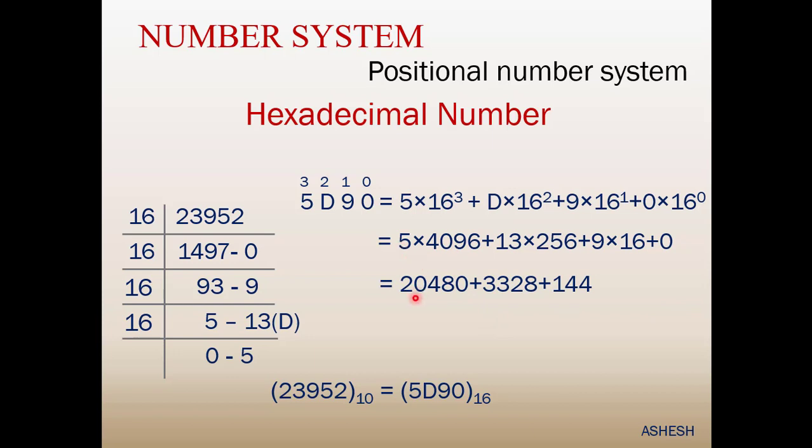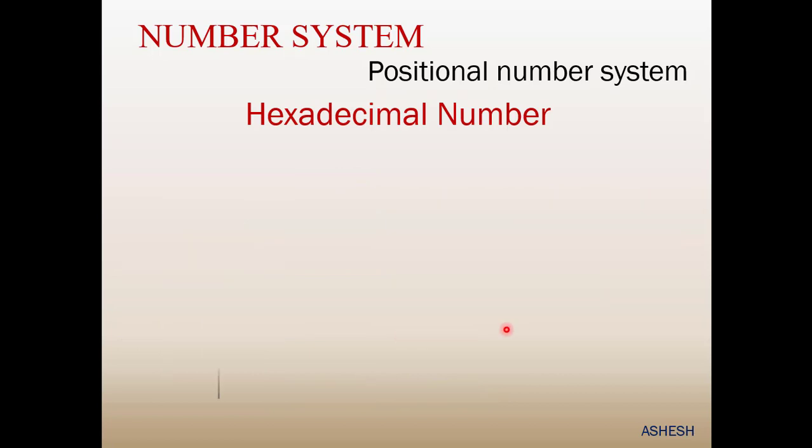4096 into 5 equal to 20480. 13 into 256 equal to 3328. 9 into 16 equal to 144. So 20480 plus 3328 plus 144 equal to 23952.